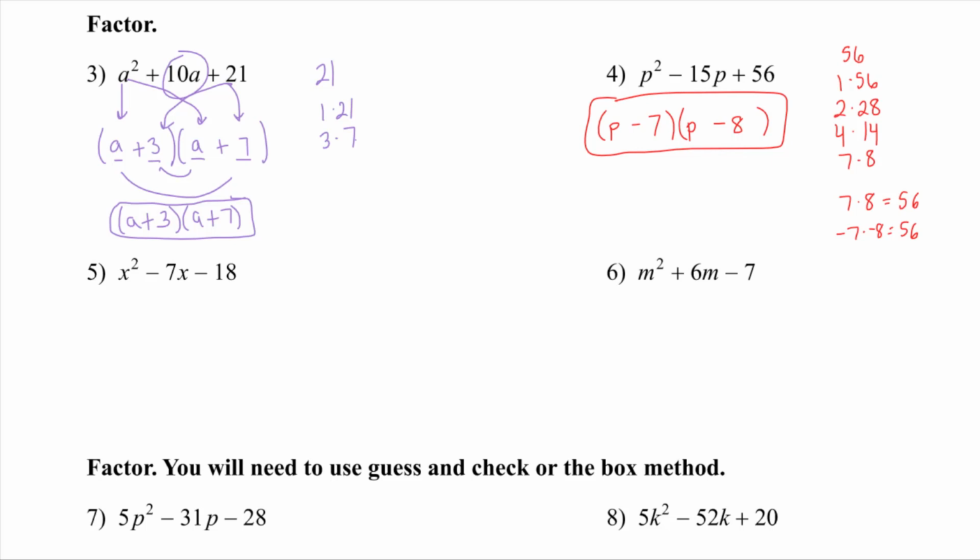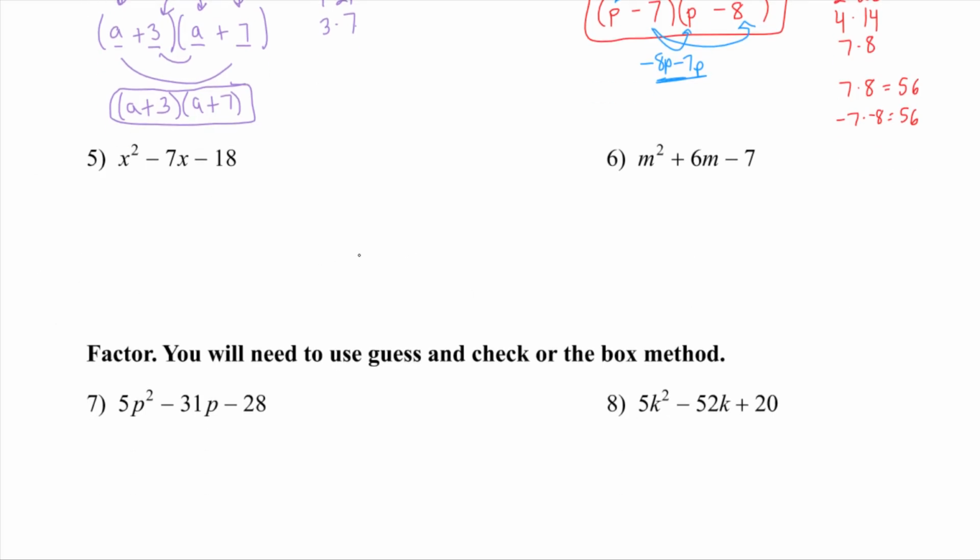If I am trying to check my answers, I would do p times p and get p squared, p times negative 8, which is negative 8p, negative 7 times p, which is negative 7p. Those have to add together to get negative 15p. And then negative 7 times negative 8 gives me positive 56. So there's my answer.